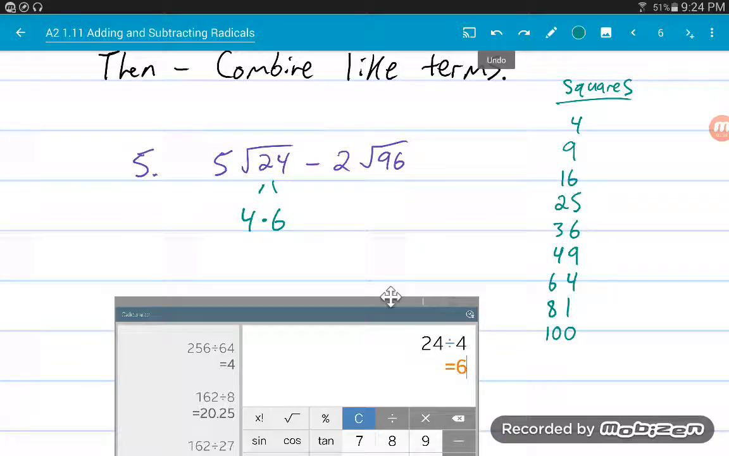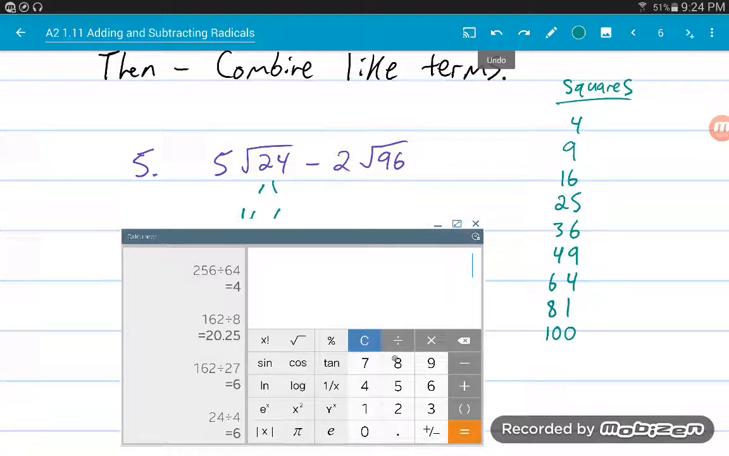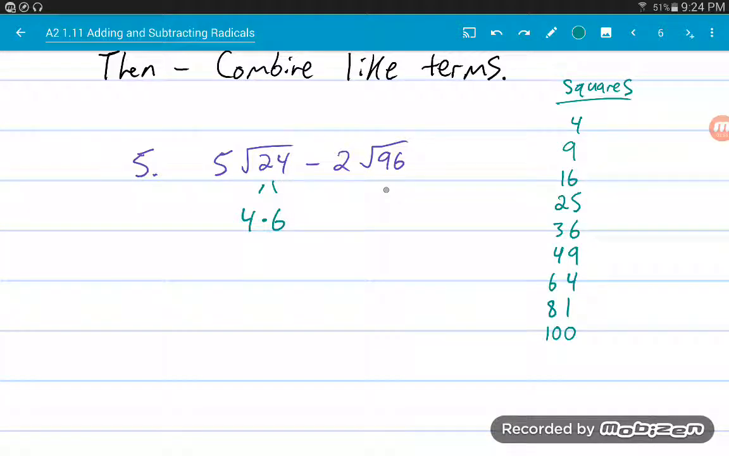Okay, 4 times 6. Now I need to check 96. I said, okay, is 96 divisible by 4? Yes, it is. But that's a big leftover. Let me see if I can get a bigger factor to go into it. 96 divided by 9? Nope. 96 divided by 16? That's the number we're going to use. 16 times 6. So we break this up into 16 times 6, put the square root back over it, the minus 2 still hangs out front, the square root over these guys, and the 5 goes back in front.